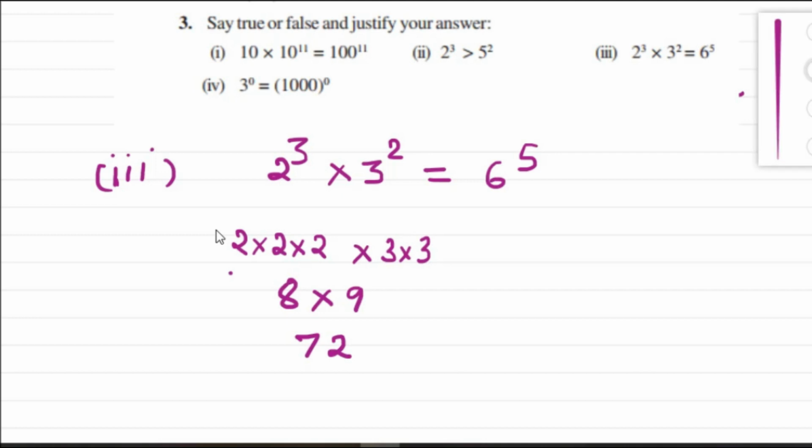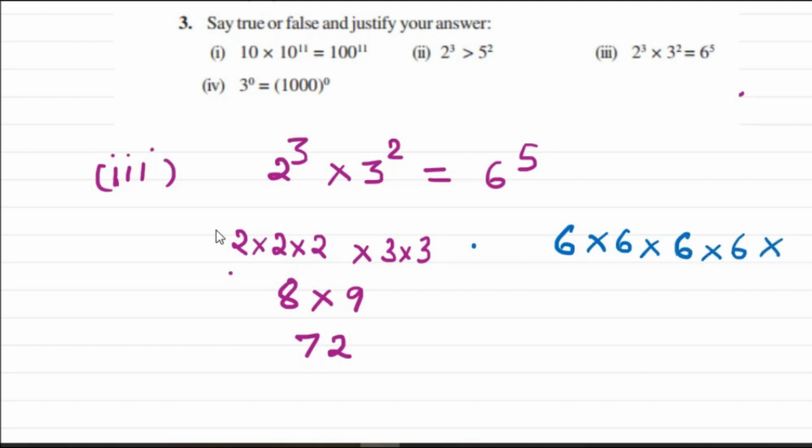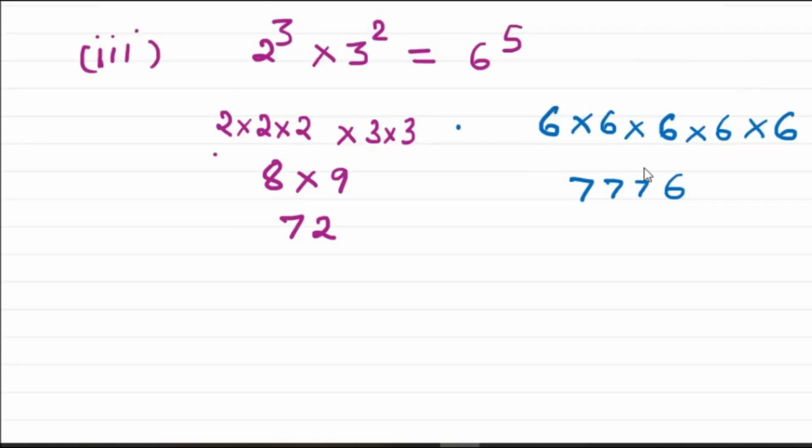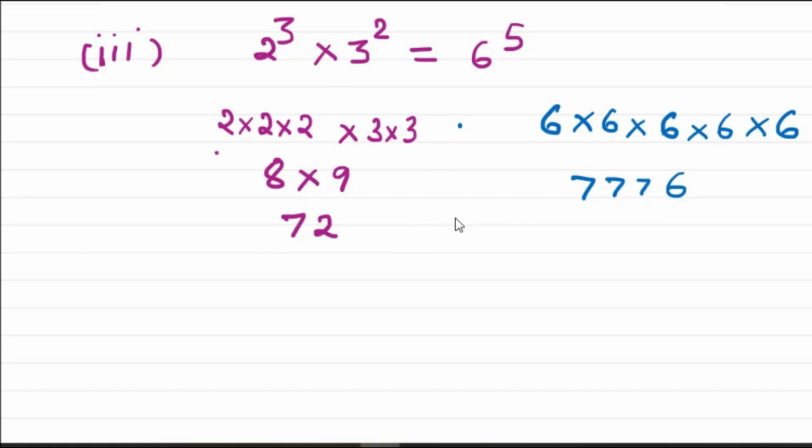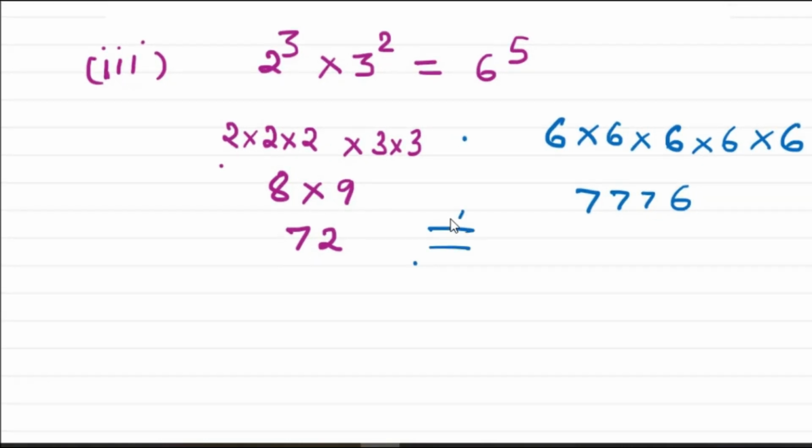Now we will solve our right side. In the right side we have 6, how many times? 5 times. So it is 6 into 6 into 6, 6 five times. If you multiply this, you will get 7776. Okay, so that means, are these values equal? No, these are not equal.